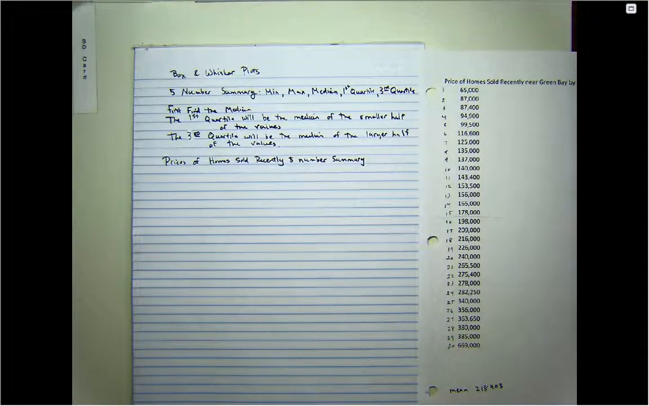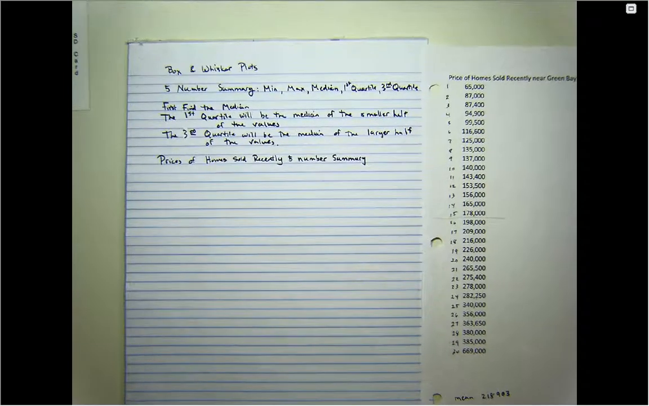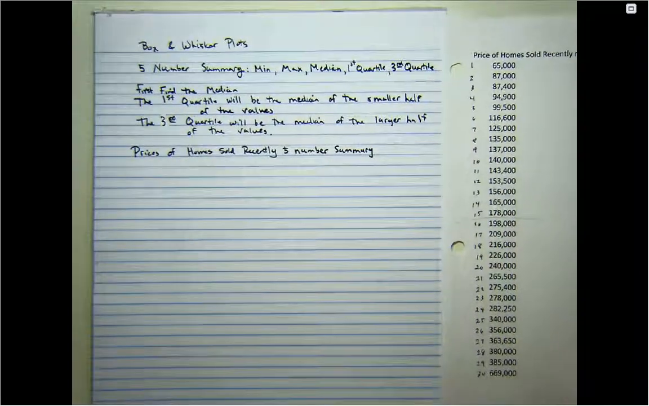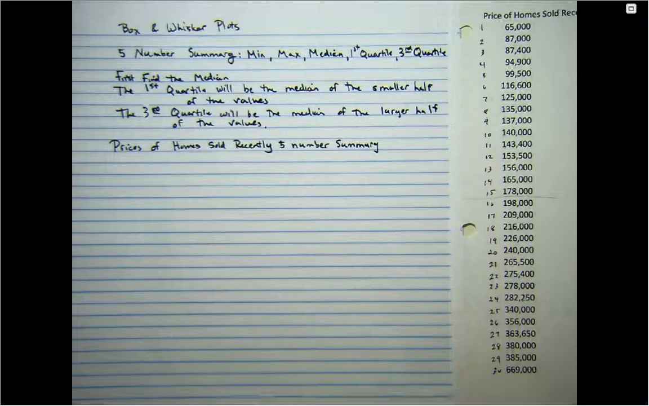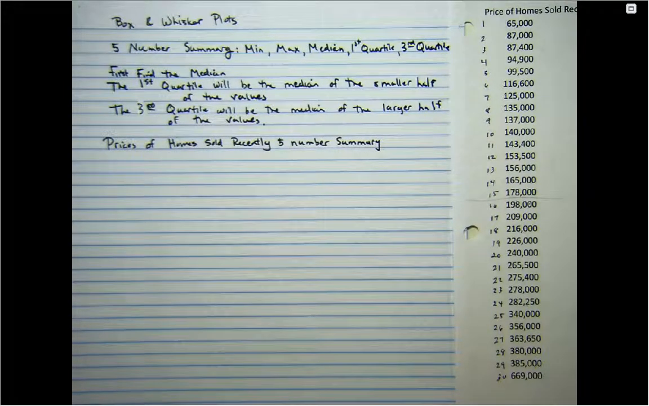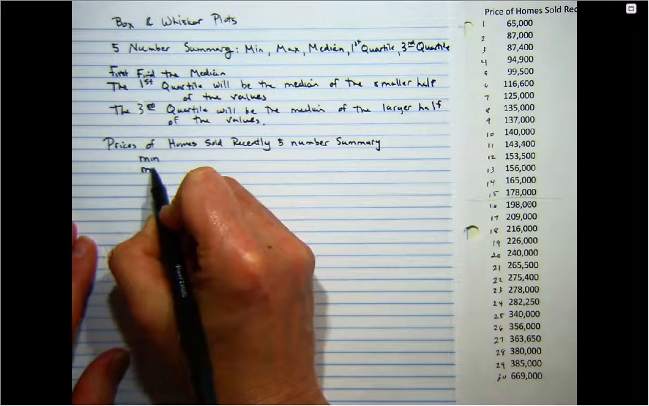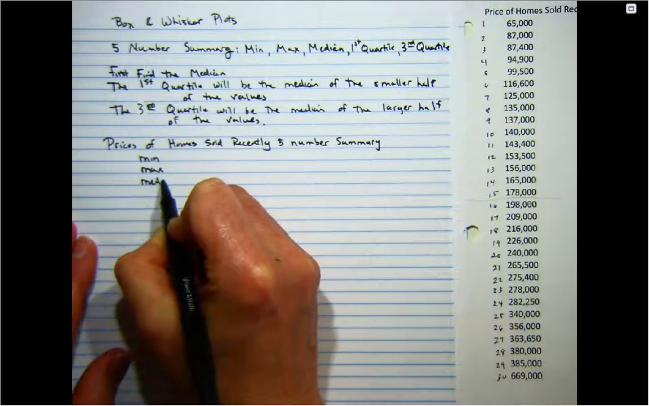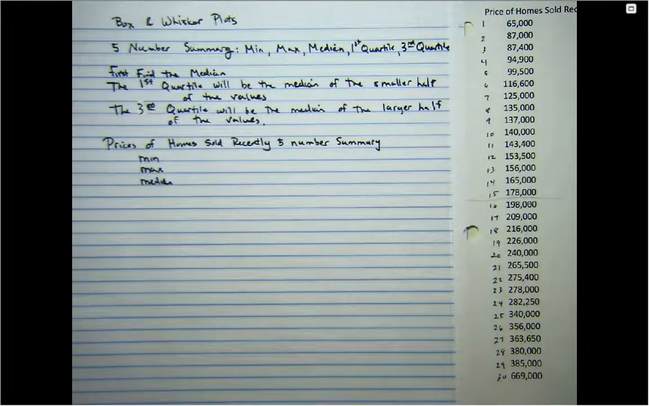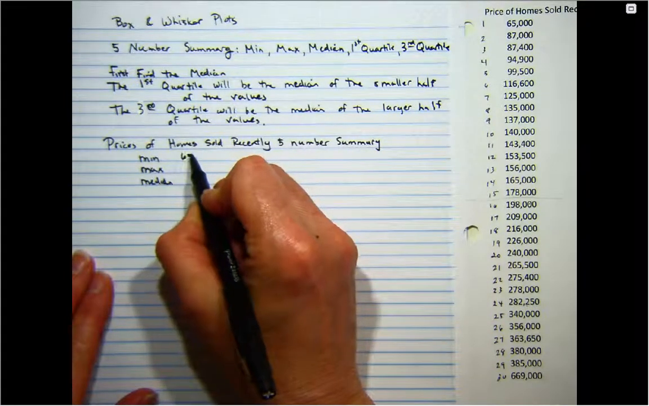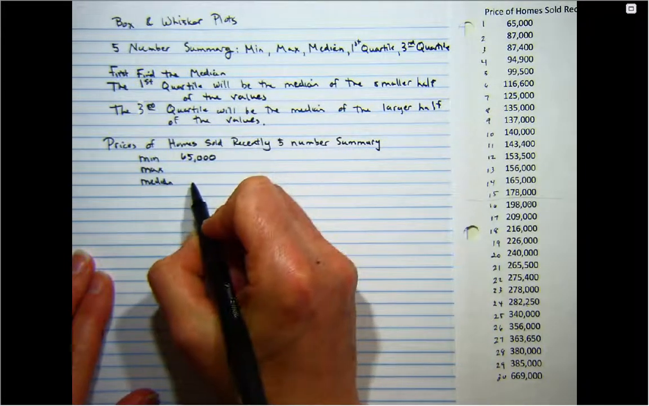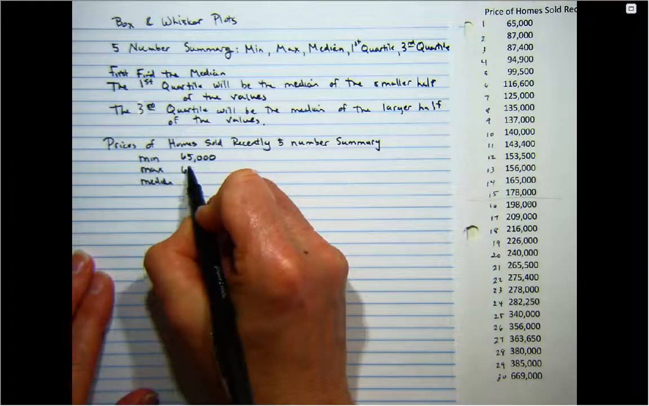So we're going to take the prices of homes sold recently near Green Bay, and we're going to do the 5-number summary. I think I can make this a little bigger and still show these, so let's do that. So you have the min, the max, and the median. The min is the smallest number, the 65,000. The max is the largest number, 669,000.